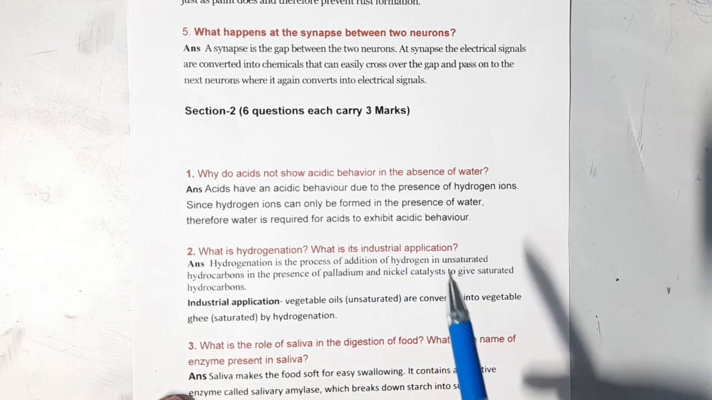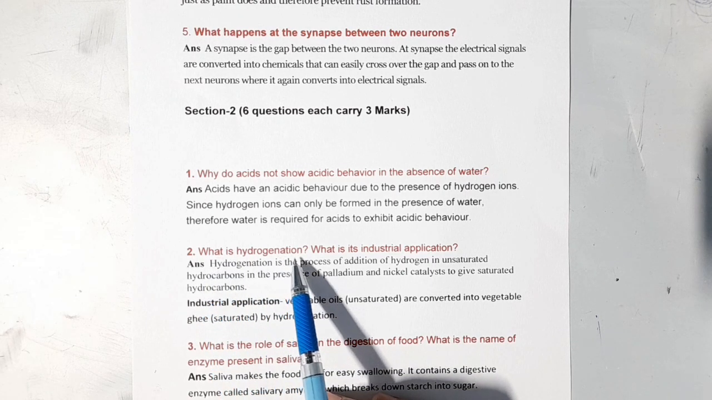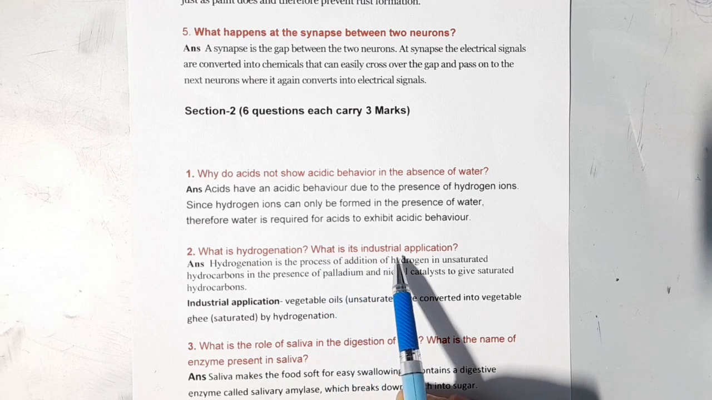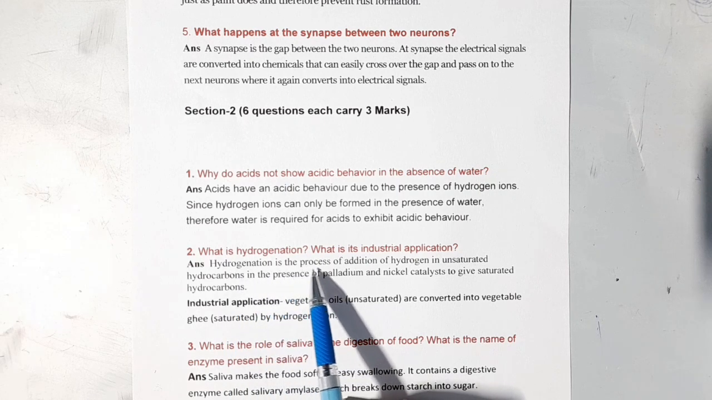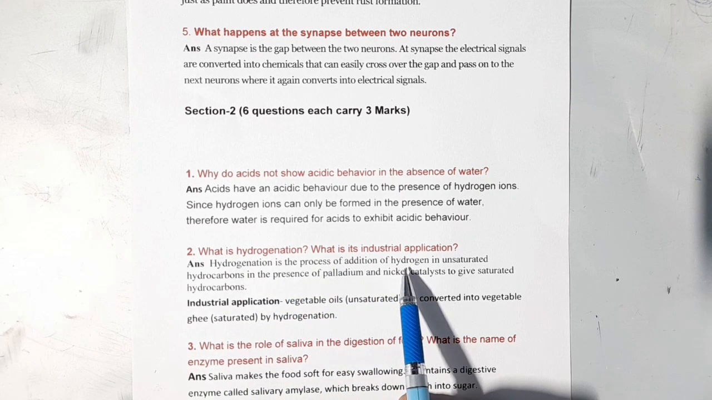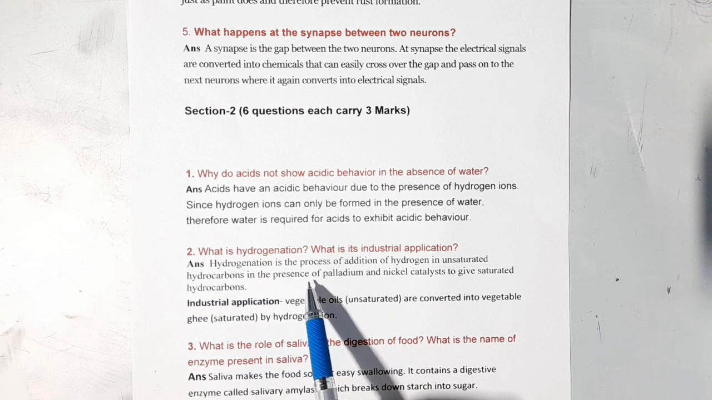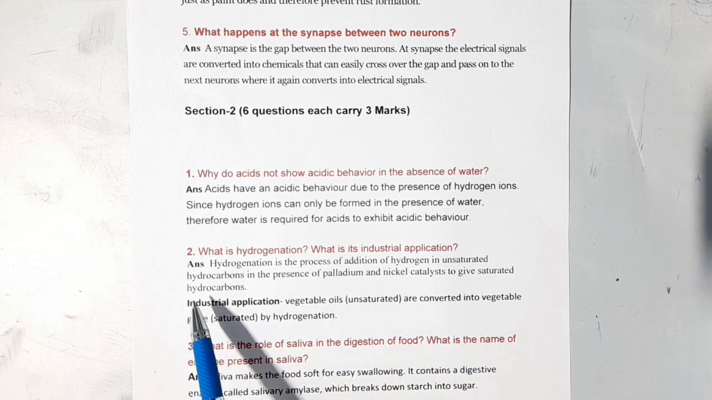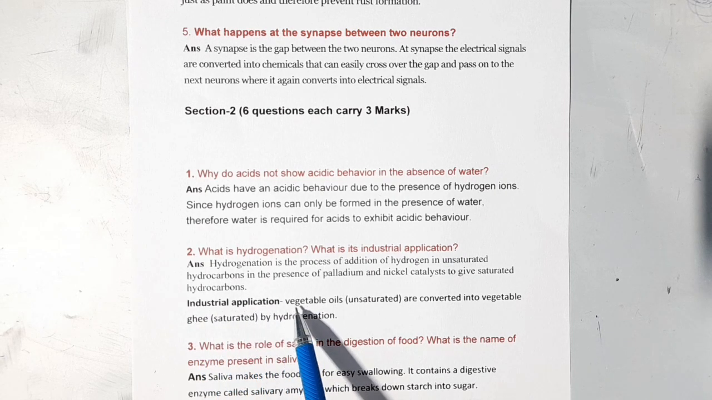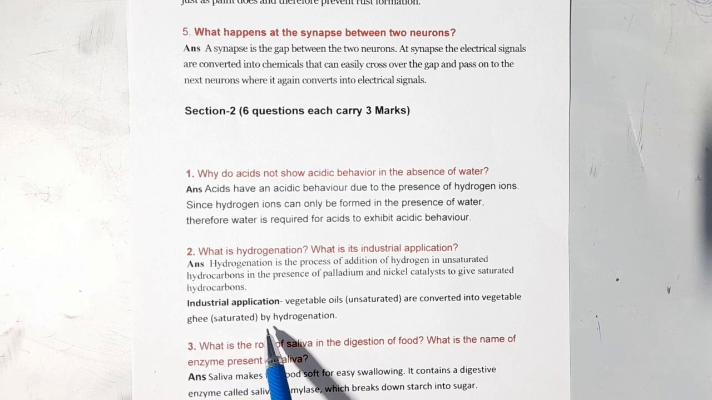Next question. What is hydrogenation? What is its industrial application? Its answer is, hydrogenation is the process of addition of hydrogen to unsaturated hydrocarbons in the presence of palladium and nickel catalysts to give saturated hydrocarbons. Its industrial application: vegetable oils are converted into vegetable ghee by hydrogenation.